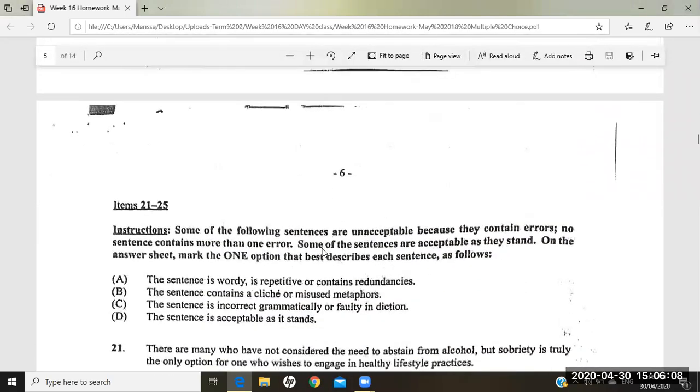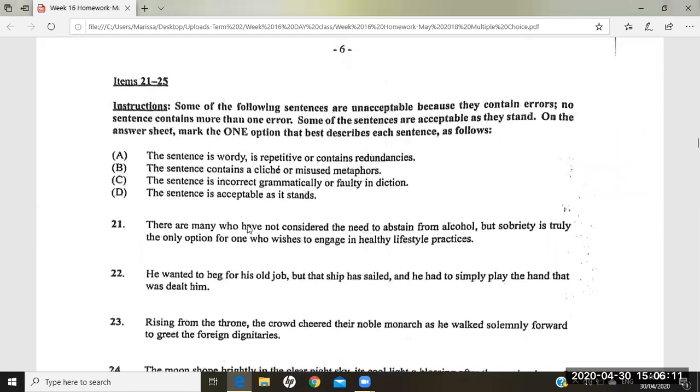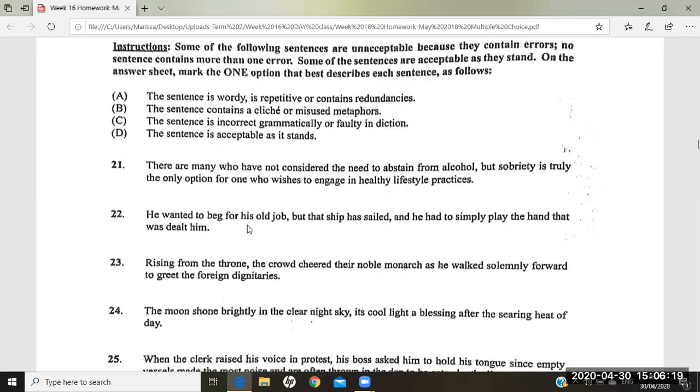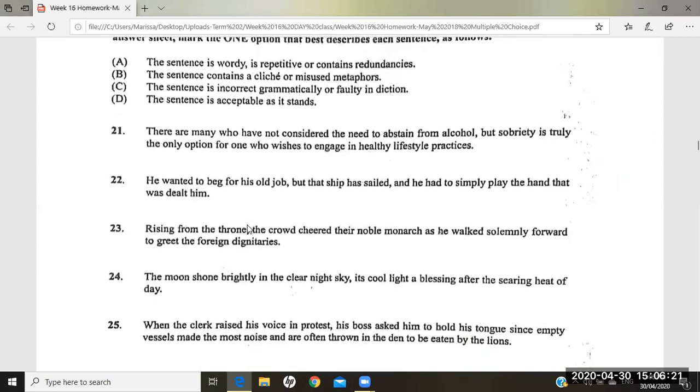So our next section now, error recognition. So this says some of the following sentences are unacceptable. We went through a section like this a while ago. So you have to look at the corresponding letters and see what they represent. And here we are seeing a difference in what the letters represent, right? A here means that it is wordy or repetitive or contains redundancies. B here means that the sentence contains a cliche or misused metaphor. C says the sentence is incorrect grammatically or faulty in diction. And D says the sentence is acceptable as it stands.